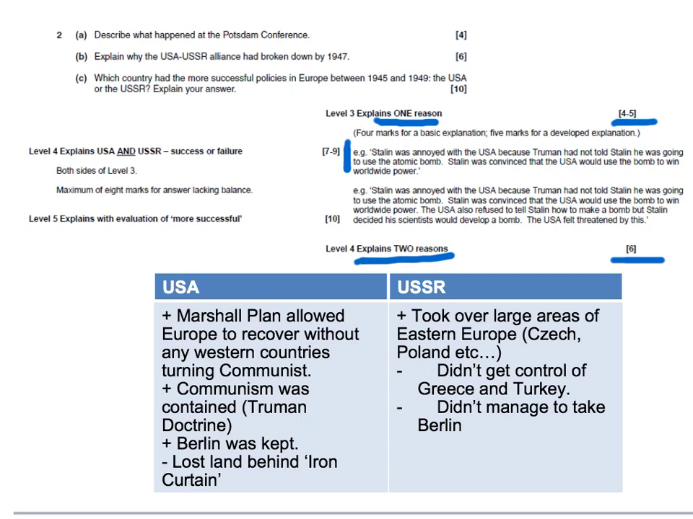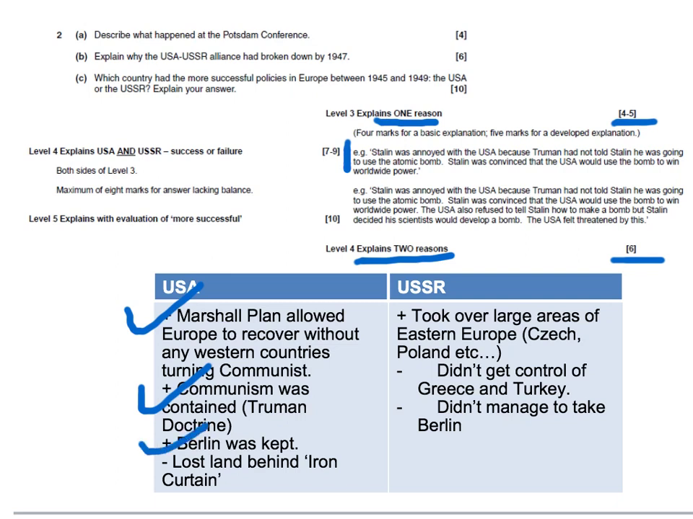So let's have a look at what I've put down there. The USA was successful. The Marshall Plan allowed Europe to recover without any Western countries turning communist. All right. So the Iron Curtain was there. America wouldn't have been happy about what had happened behind it, but no further countries were able to take over. Communism was contained. That was the aim of the Truman Doctrine, and communism was contained. Okay. Berlin was kept.